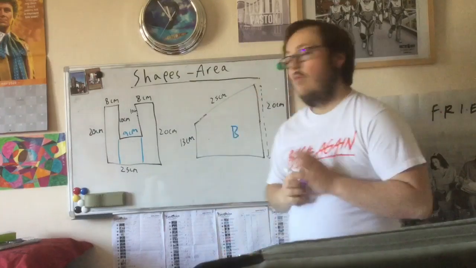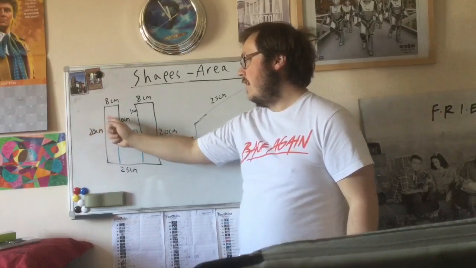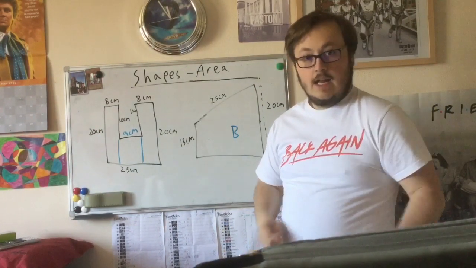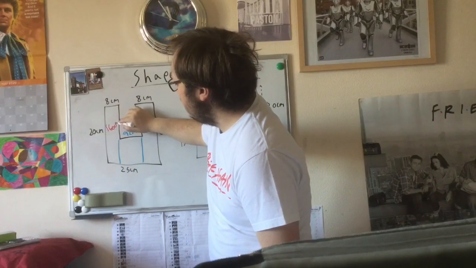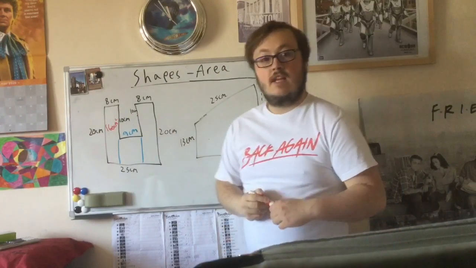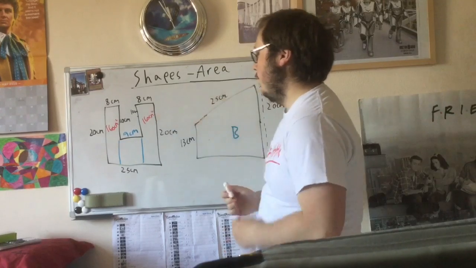So, what is the area of this rectangle? Well, we have a height of 20 and a base of 8. So we multiply them together, and that will get us an area of 160 centimetres squared. Now, because this rectangle is the same as that one, we could also write 160 centimetres squared there as well.